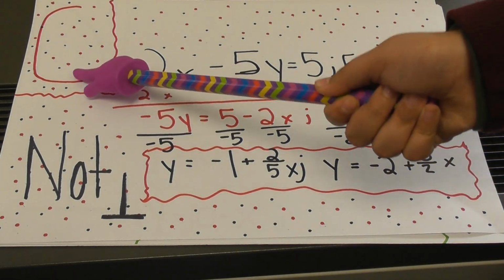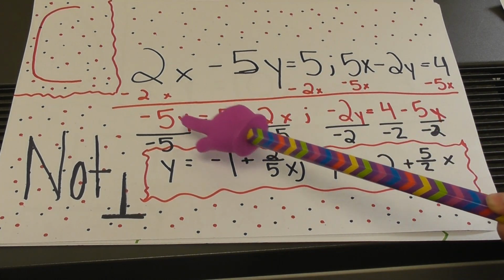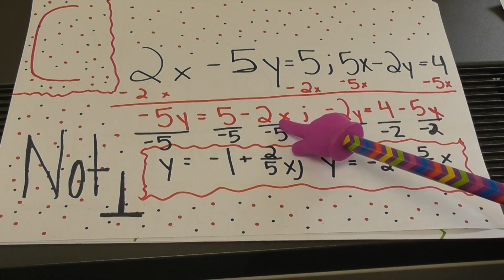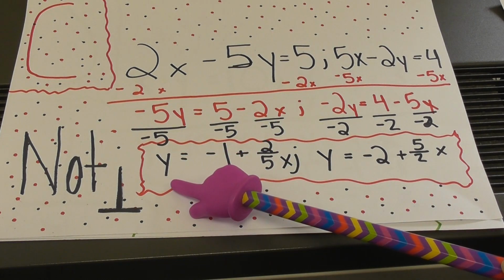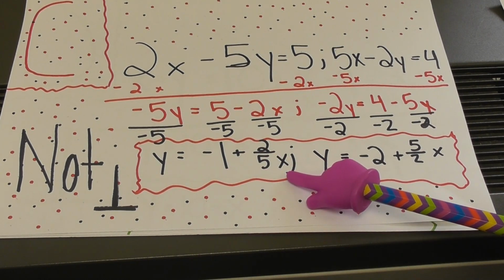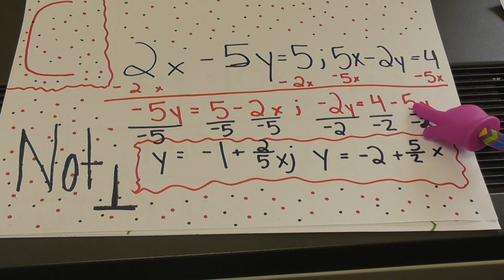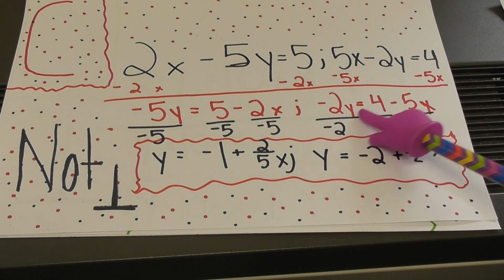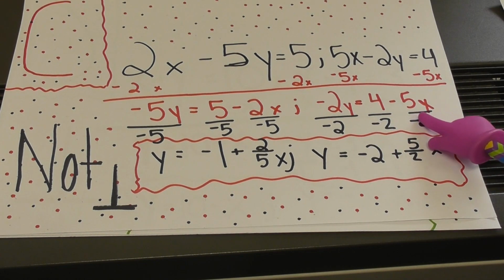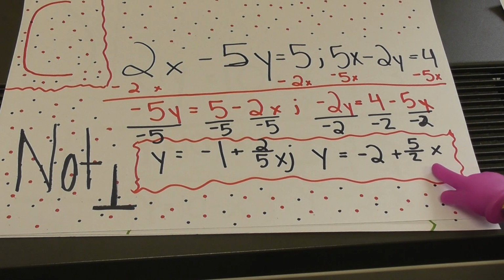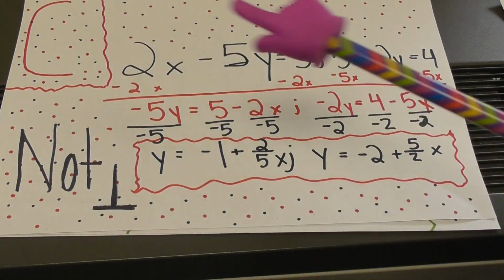Now for option C, we need to subtract 2x from both sides. We rewrote the equation as negative 5y equals 5 minus 2x. Then we divided by negative 5 to get the y alone. The final rewritten equation is y equals negative 1 plus 2/5 x. Now for the other part, we need to subtract 5x, which gives negative 2y equals 4 minus 5x. Then we divided each value by negative 2 to get the following equation, y equals negative 2 plus 5/2 x, which is also not perpendicular because 2/5 and 5/2 are not opposite reciprocals.